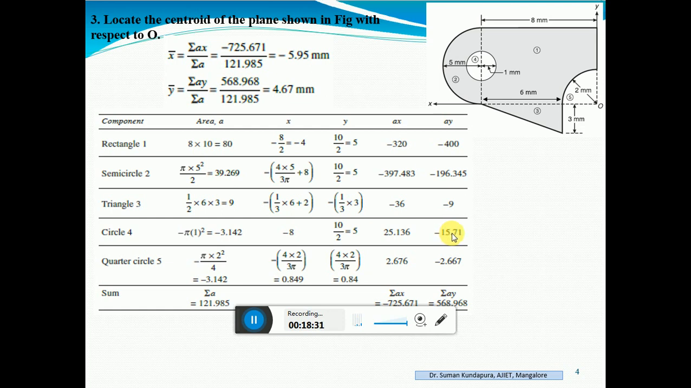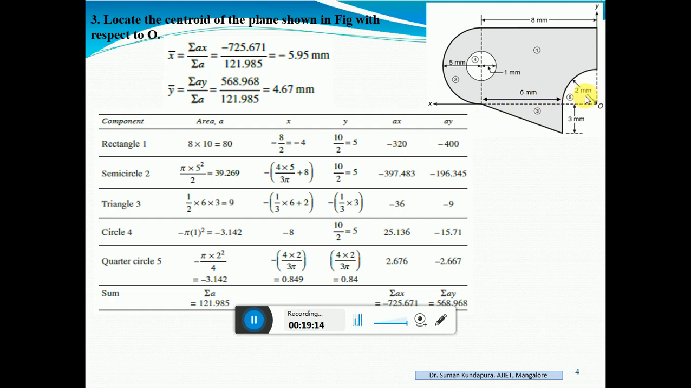Now the last, fifth component remaining here is another cutout. They have not shaded it, that is how I decide that it is a cutout portion, and I have to subtract it because I have included it in the rectangle. I have taken the rectangle as 8 mm into 10 mm. So this quarter circle is included over here. In order to remove that, I will put a negative sign for the area of the quarter circle, that is minus pi r square divided by 4. The r of the quarter circle is 2 mm. So I substituted 2 over here. You get minus 3.142.